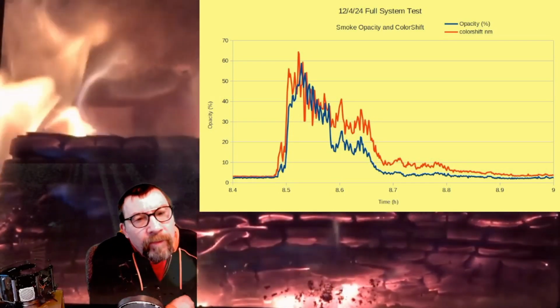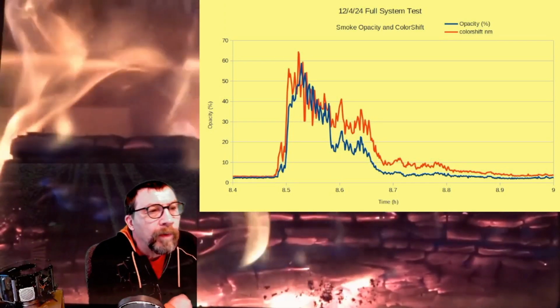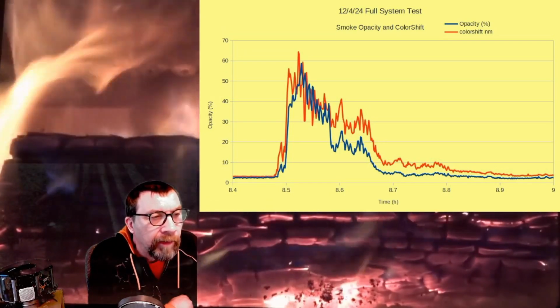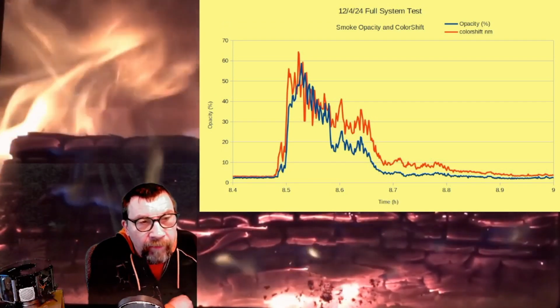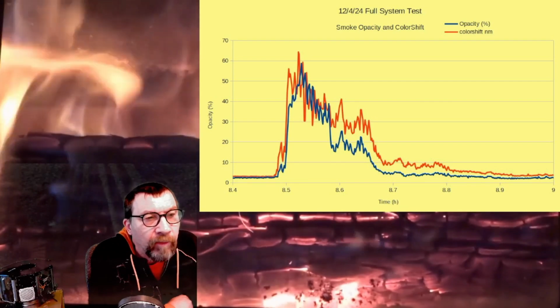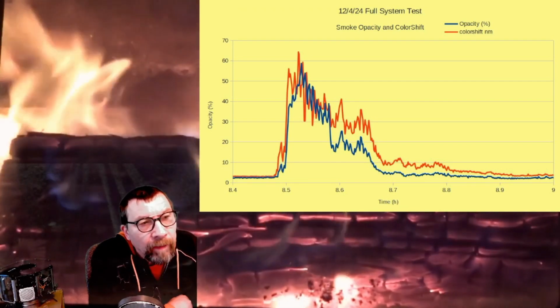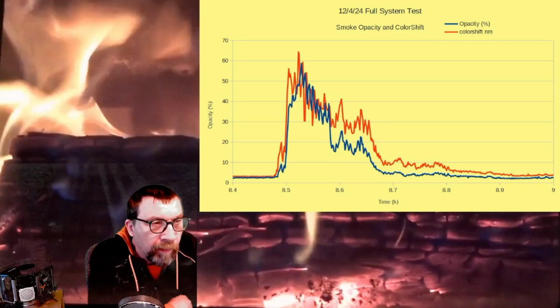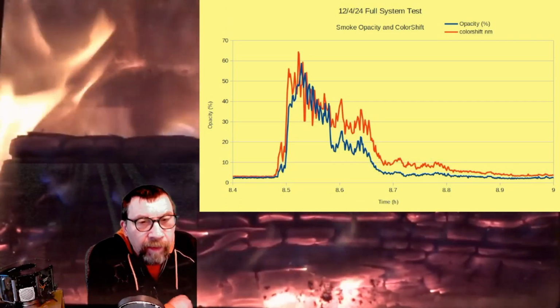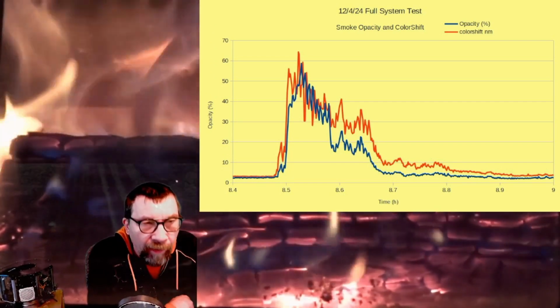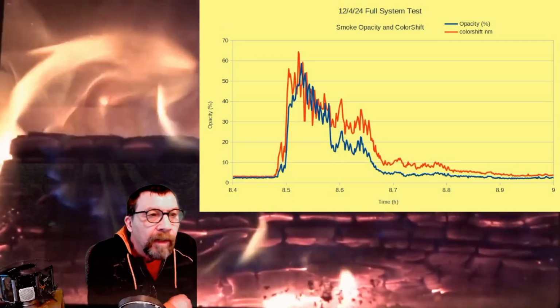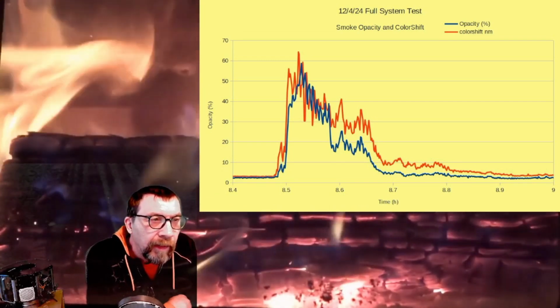This graph is 3 pounds of wet wood. I put it on at 8.5 hours, and for the next 0.2 of an hour, that's about 12 minutes, we get significant opacity and color shift. And I want to talk about the slight differences there are between opacity and color shift.